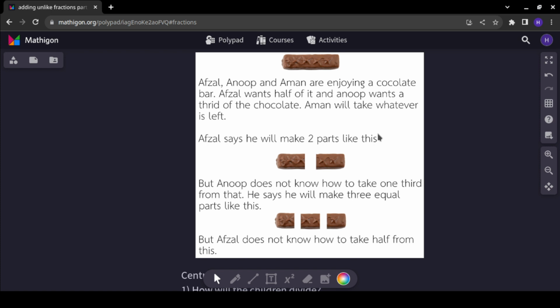But Anoop is now confused. How will he take one third of the chocolate? It's already half now. Now what? He says, no, this won't work. He'll split this into three equal parts, like this.